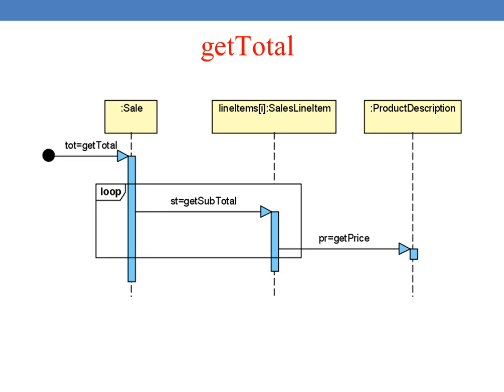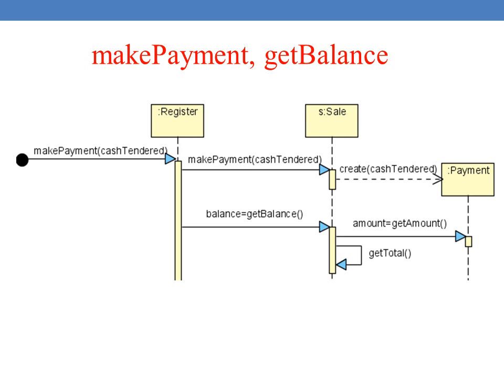After that, get the subtotal, the overall total. So get total calls sales line item get subtotal. It will be continuously looping, because if a line item is added, the subtotal needs to be processed again. That process continues until the end of the line items. After the end of the line items, it will produce the total price, get price. After the total, get total will be displayed. So make payment and get balance.